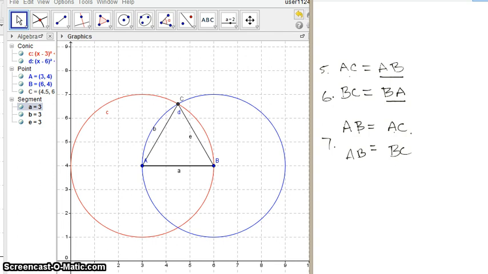So we know that we can use common notion 1. Step 8. Things which are equal to the same thing are also equal to one another. So AC equals BC. So this one, AC, equals BC. So step 8 says AC equals BC. And both of those are equal to AB.